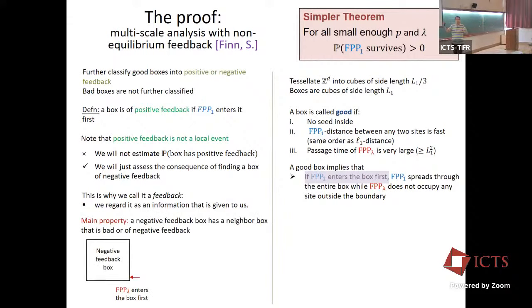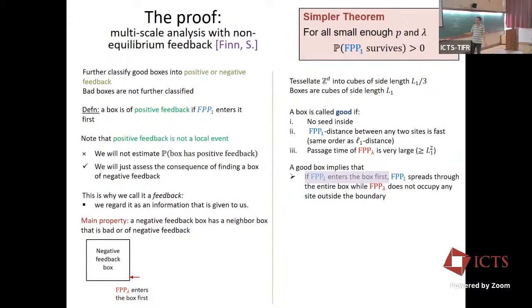The others are also important, but this one is key and can be seen even in this simpler definition. Suppose I have a negative box here. Negative boxes are good, remember. Only good boxes are classified as positive and negative. So this is a good box, negative. Look at the site that was entered first. Suppose it's this site. It's certainly entered by FP lambda because it's a negative box.